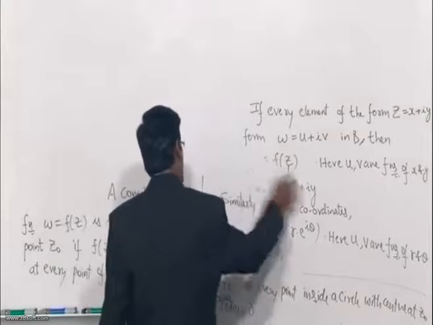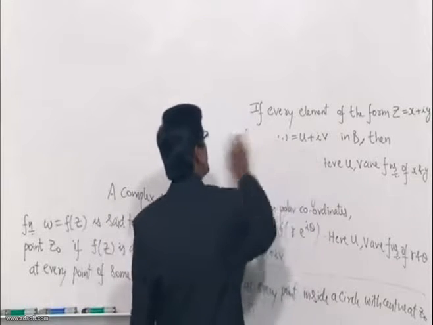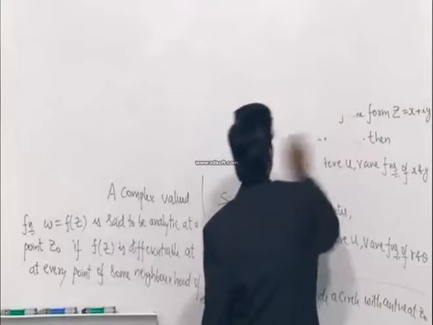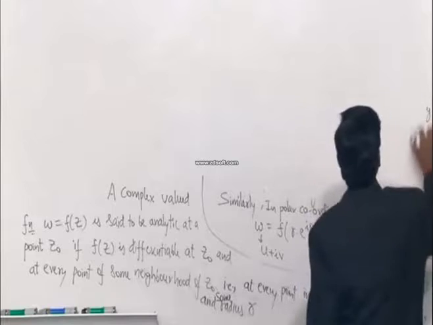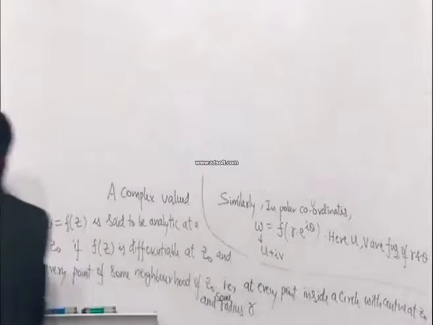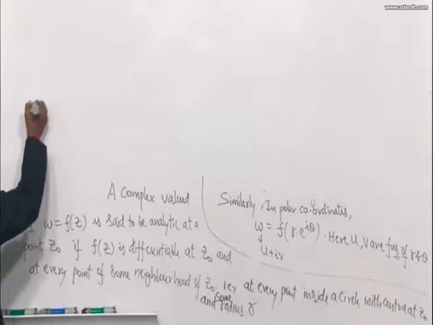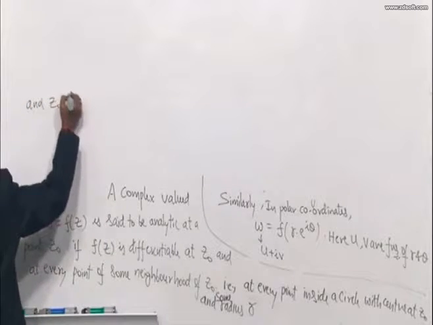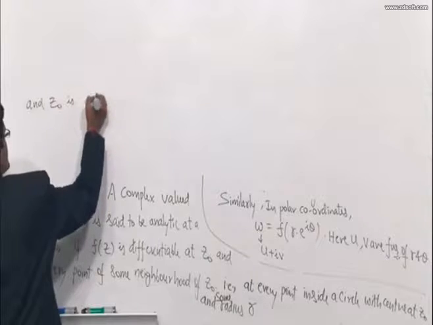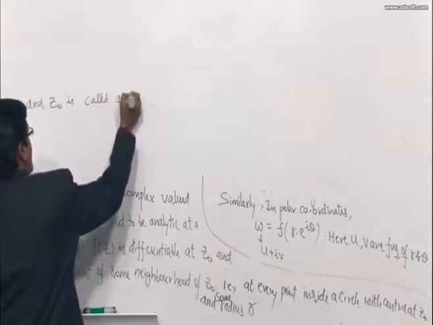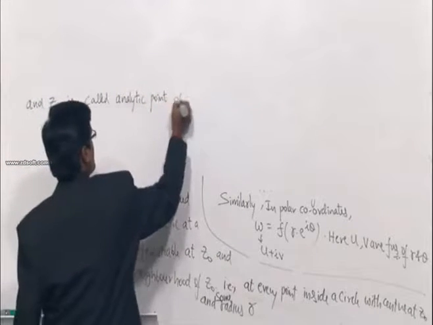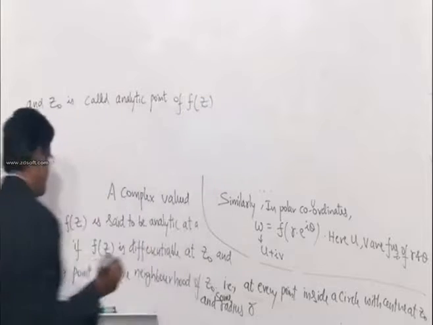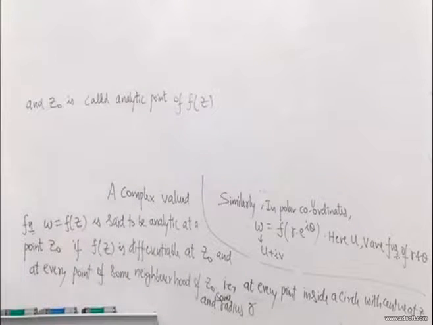So you find some circle having center z0 and radius delta. At every point inside that circle, the function should be differentiable. Then only we say that the function is analytic at a point z0. And z0 is called an analytic point of f of z whenever this definition is satisfied.